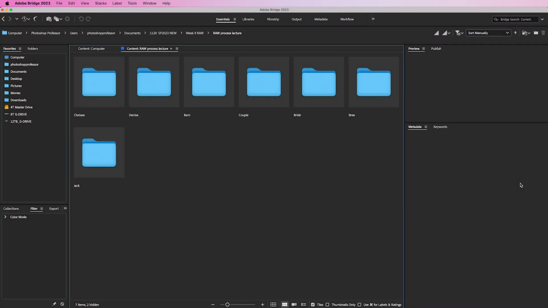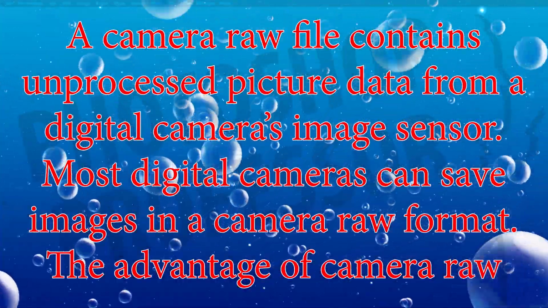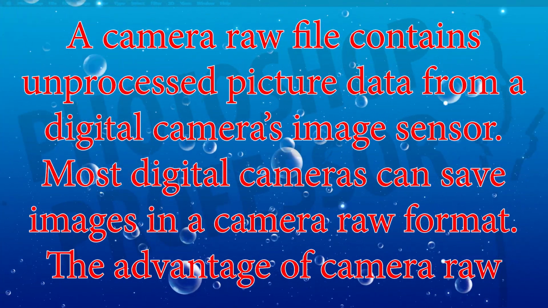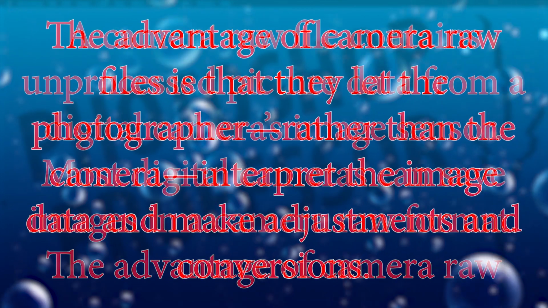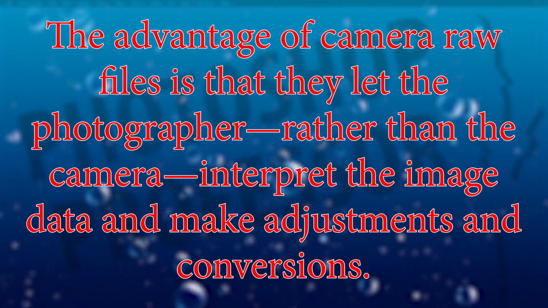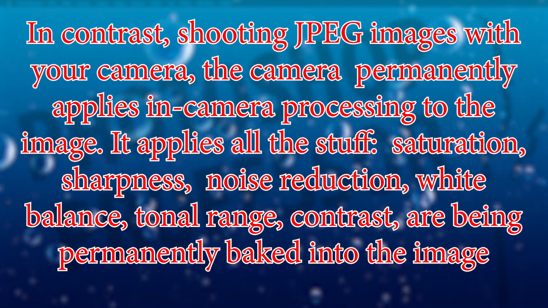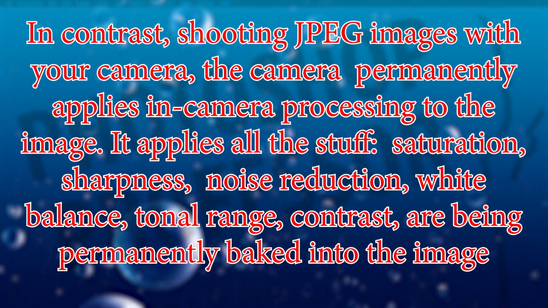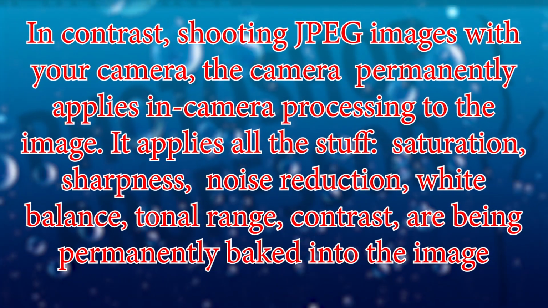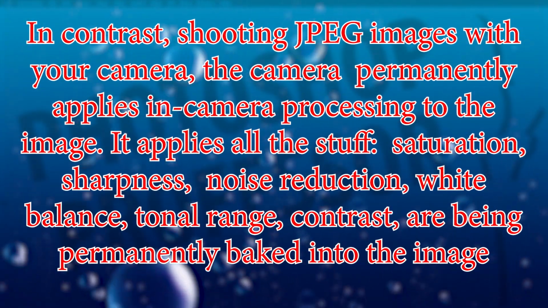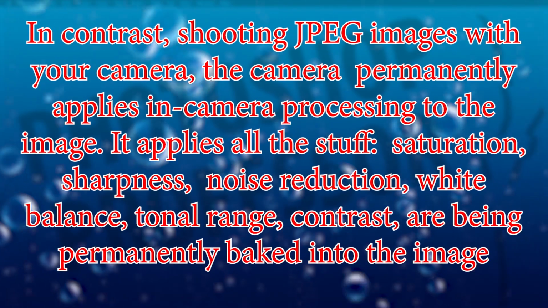But as a quick review, a Camera RAW file contains unprocessed picture data from the digital camera's image sensor. Most digital cameras can save images in a Camera RAW format, and the advantage of a Camera RAW file is they let the photographer, instead of the camera, interpret the image data, making adjustments and conversions. In contrast, if you're shooting JPEG images with your camera, the camera is going to permanently apply in-camera processing to the image. So all the stuff, saturation, sharpness, noise reduction, white balance, and a ton of other options are being permanently baked into the image in the camera.